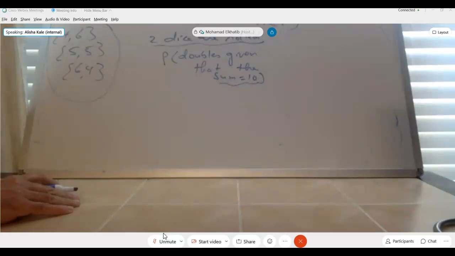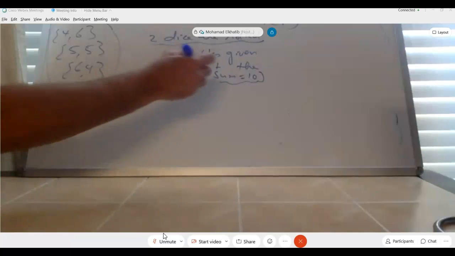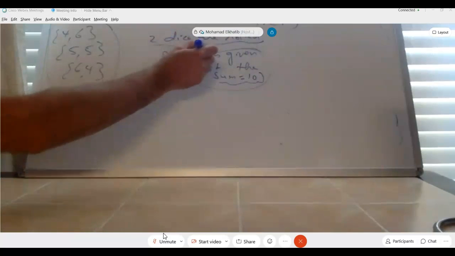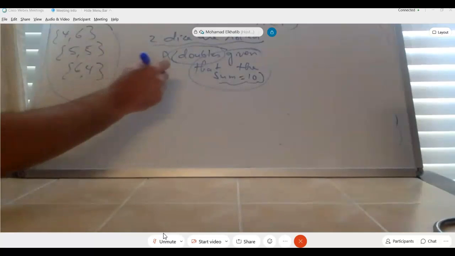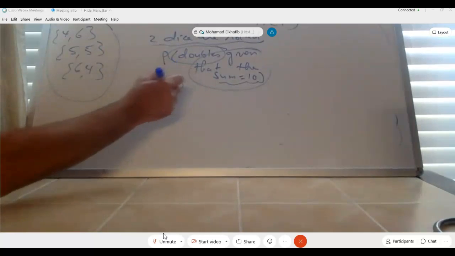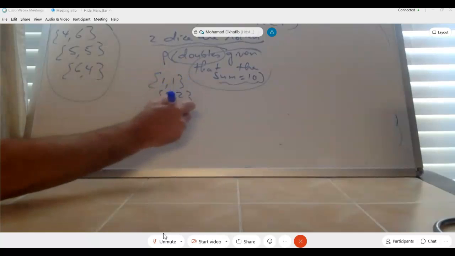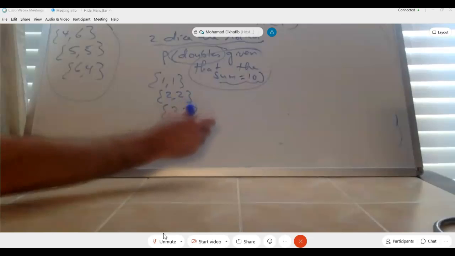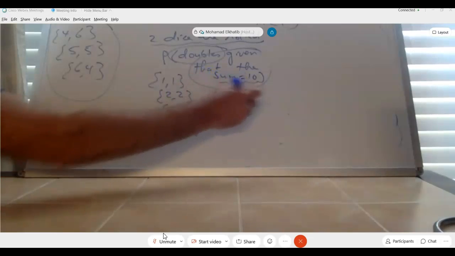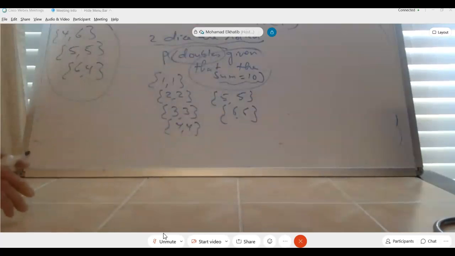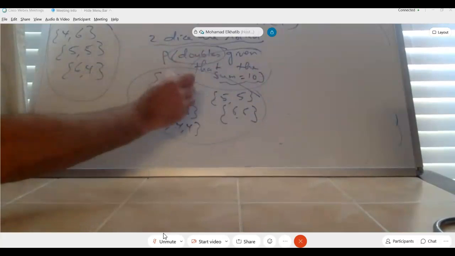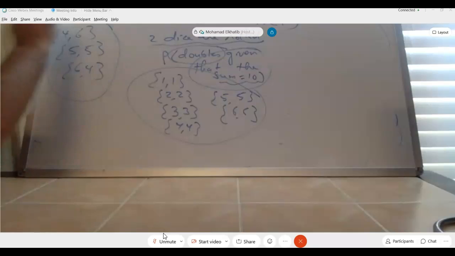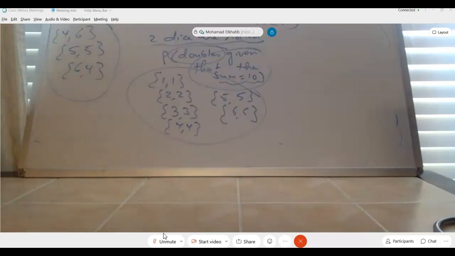Everybody else agrees. So I did the second part after "given that." Now I do the one before "given that." Doubles. What are the doubles? Doubles means I might get the same number: 1,1, 2,2, 3,3, 4,4, 5,5, and 6,6. That's what doubles means. Doubles means you get the same number twice. Do you agree? So this is before the "given that." This is after the "given that." Are we good?